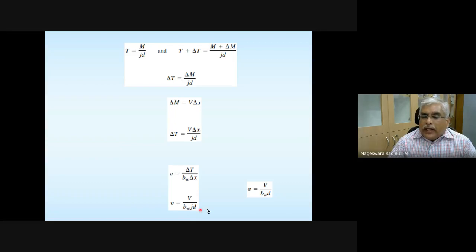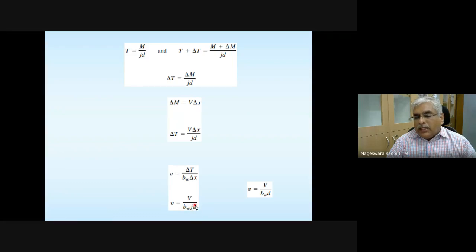And for different grades of concrete and different grades of steel, the lever arm factor j is going to be approximately 0.9. So small v is equal to capital V, the shear force, divided by the width of the beam multiplied by the lever arm.